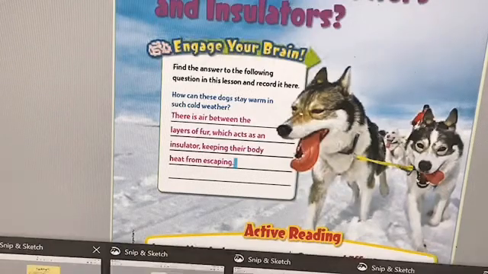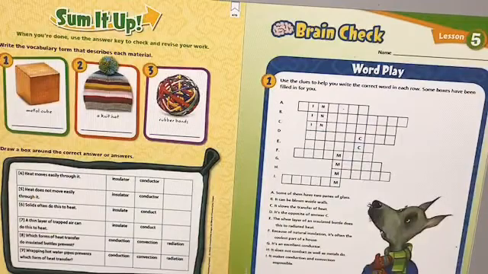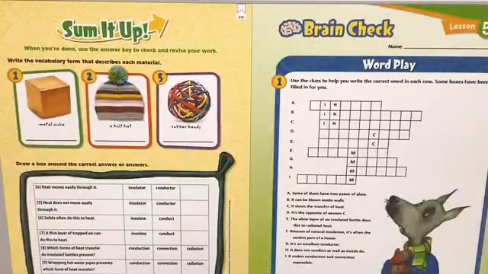Now let's open to Sum It Up together. Alright, let's take a look at this page. Over here, write the vocabulary term that describes each material. So we had a lot of examples about insulator and conductor. Now I want you to use the lesson vocabulary to write for me the appropriate vocabulary for the material we have. A metal cube. A metal cube is what? Does it allow heat to move easily or it doesn't?